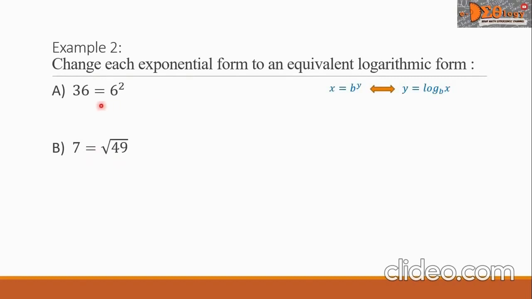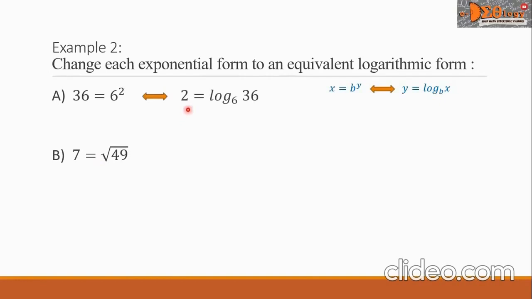Let's begin with letter A. And this is equivalent to 2 equals log of 36 to base 6. Now, this number 2 is the exponent of our exponential form, and we write equals. We put the log of the number 36, we copy here. And the base 6 of the exponent is the same base of the logarithm. So this is our answer for letter A.